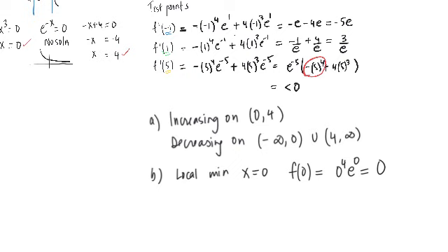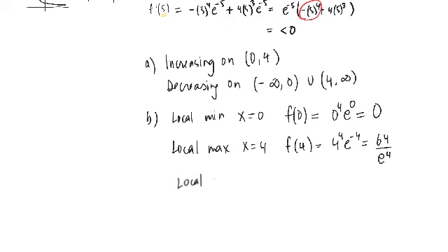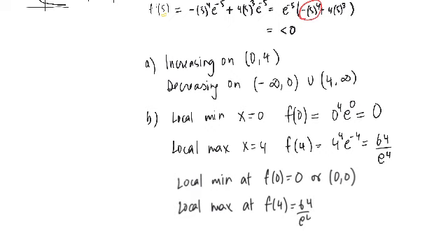And then I have to find my local maximum, which will be at x equals 4. And so I do f of 4. I'm going to get 4 to the 4th times e to the negative 4, which is 64 divided by e to the 4. So we can say it like this: local min at f of 0 equals 0, or you can think of it as the point 0, 0, and local max at f of 4 equals 64 over e to the 4th, or 4 comma 64 over e to the 4th. Okay, so that's our part B.